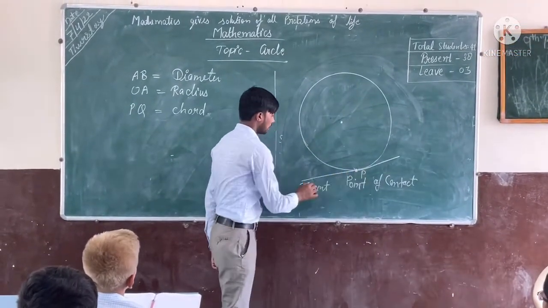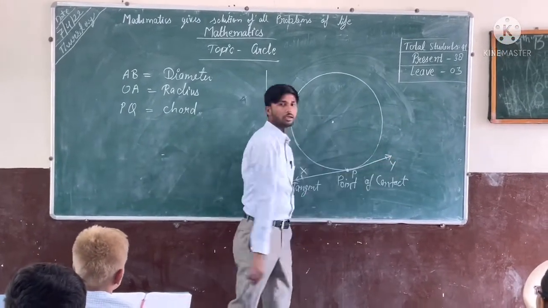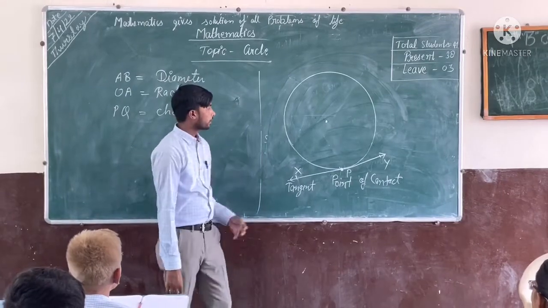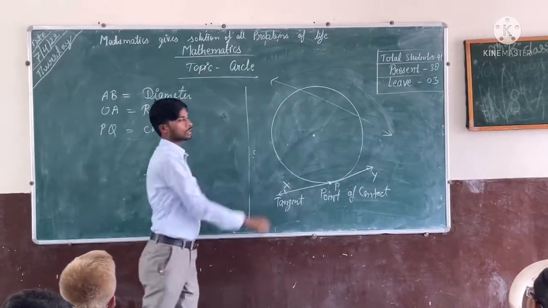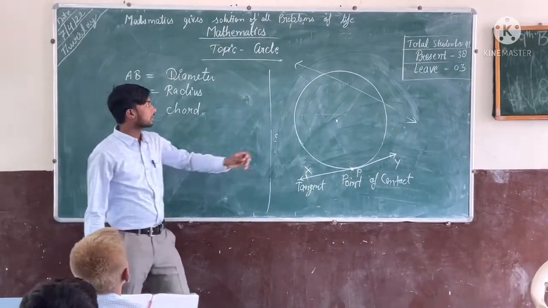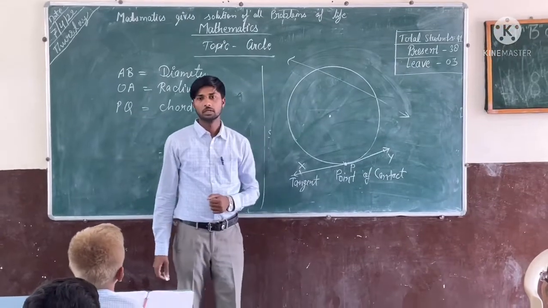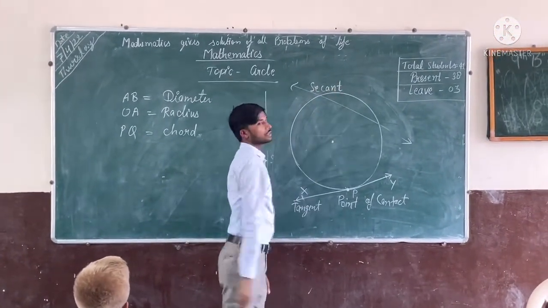Suppose this one is P and XY is the tangent. Now another line, suppose it is passing through the circle by intersecting at two different points. Then this line is called a secant. Very good. This is a secant of the circle.